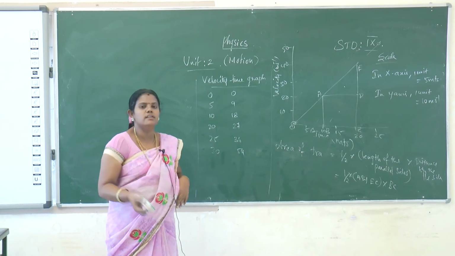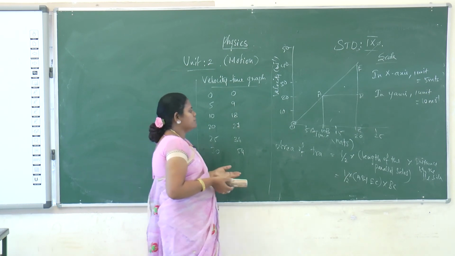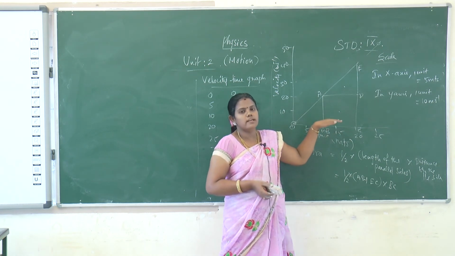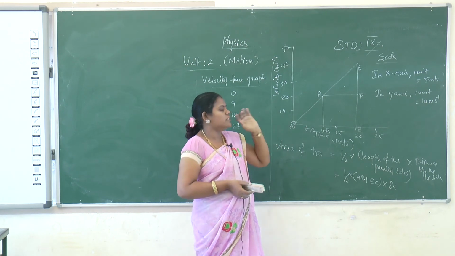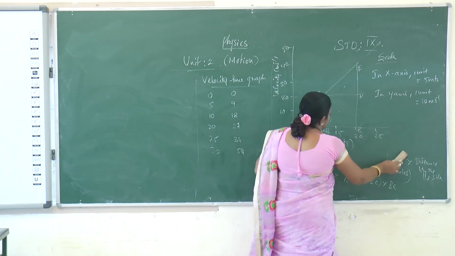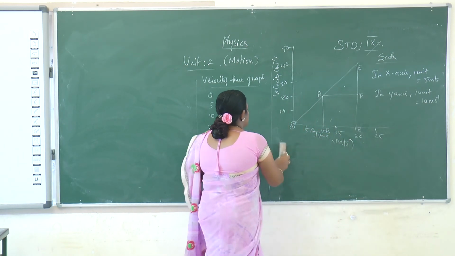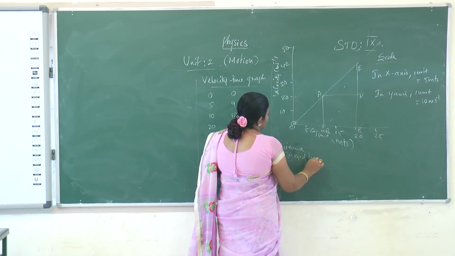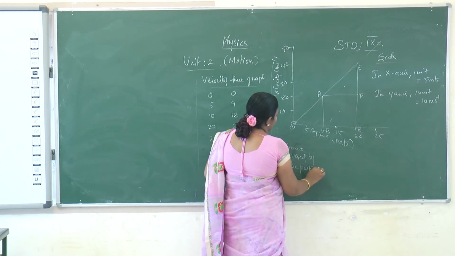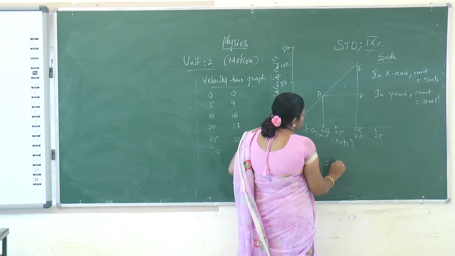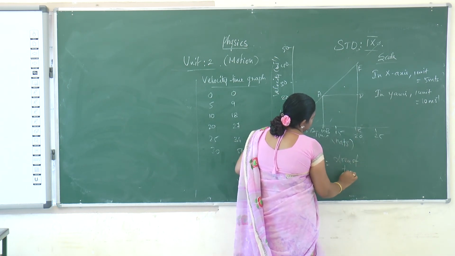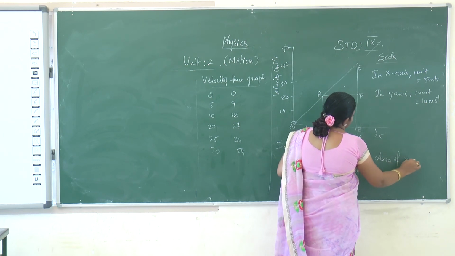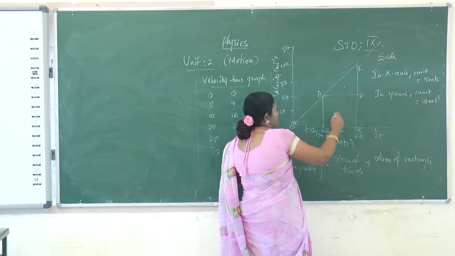We can easily calculate the distance covered by the particle this way. Also note that the trapezium has one triangle and one rectangle. So the distance covered by the particle can also be calculated as the area of the triangle plus the area of the rectangle, because that is the triangle and that is the rectangle.